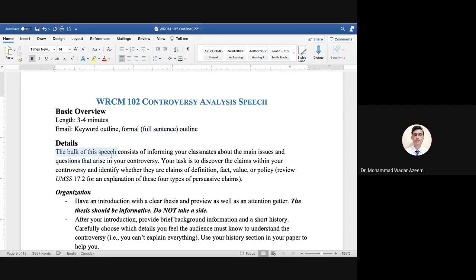So the bulk of this speech consists of informing your classmates about the main issues and questions that arise in your controversy. You should also be discovering the claims within your controversy and identify what kind of claims they are. Are they claims of definition, claims of fact, claims of value, claims of policy? We already have discussed that. In fact, when you wrote your paper, you might have mentioned 1 or 2 kinds of claims in your paper as well. You don't have to cover all the claims in your speech, but you should mention 2 or 3.